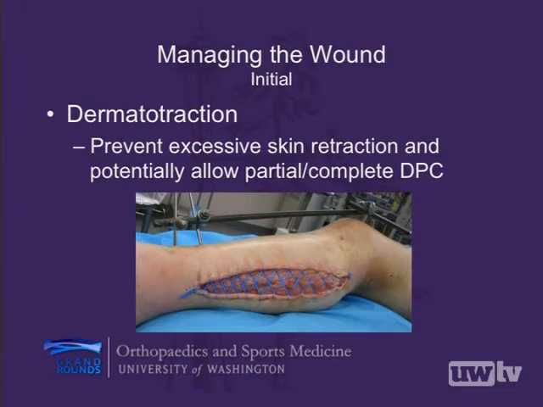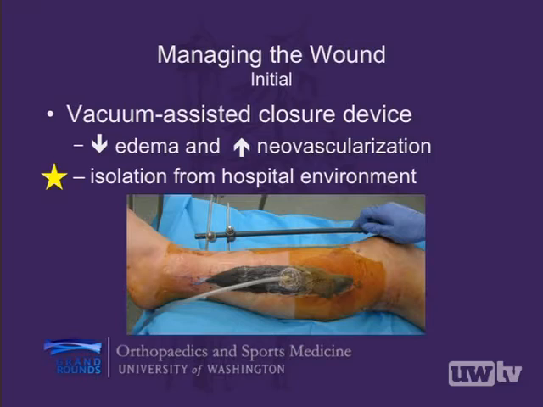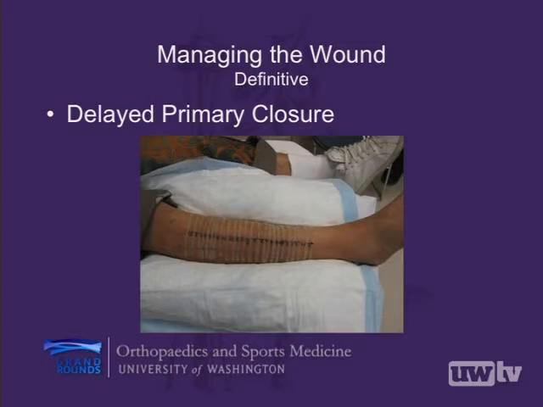A variety of simple dermatotraction techniques, such as the Vessel loop shoelace technique seen here, prevent skin retraction and may allow more of the wound to be primarily closed in a delayed fashion. More recently, vacuum-assisted closure-type devices are increasingly utilized with or without dermatotraction and have a number of advantages, including decreasing edema and increasing vascular proliferation in the wound, and most importantly to me, isolating the wound from the nosocomial environment. Delayed primary closure is possible in some of these wounds, but typically cannot be performed for several days.